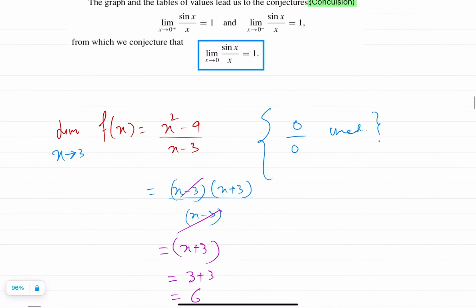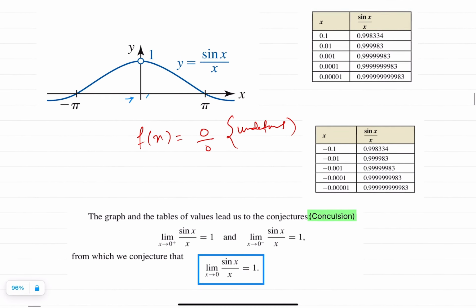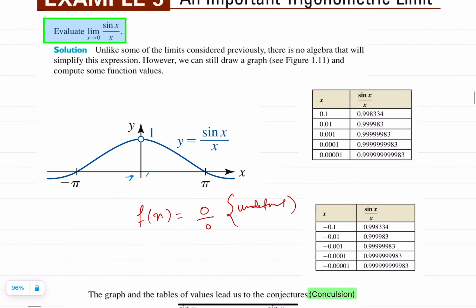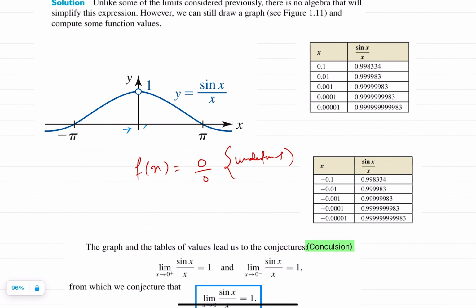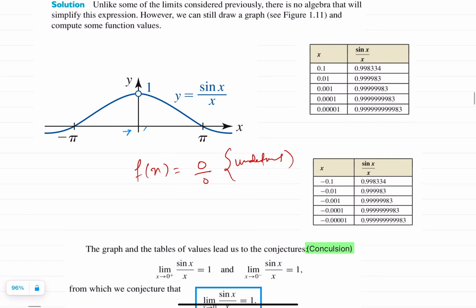But unlike this expression, in the case of sin x by x, we cannot use algebra. So we will have to analyze it graphically and by the table. If I draw a graph of sin x by x, you can see that as you get closer to the value 0 from the right hand side and from the left hand side, the value we are getting is approximately equal to 1. Graphically, we say the limit of this function is equal to 1 as x approaches 0.